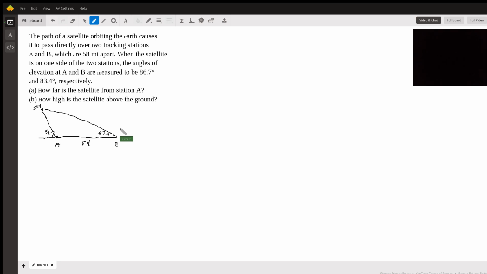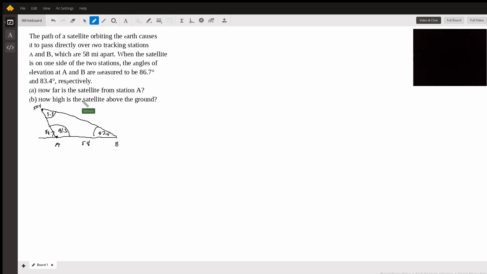Okay, so now the next thing is we start filling in what we know. So if we take 180 degrees minus 86.7, we're going to get 93.3 for this angle, 93.3 for that angle there. And then if we subtract from 180 again from these two, we get 3.3 up here. I always like to fill in what I know.